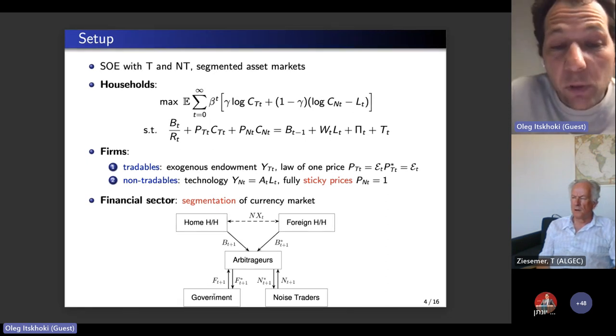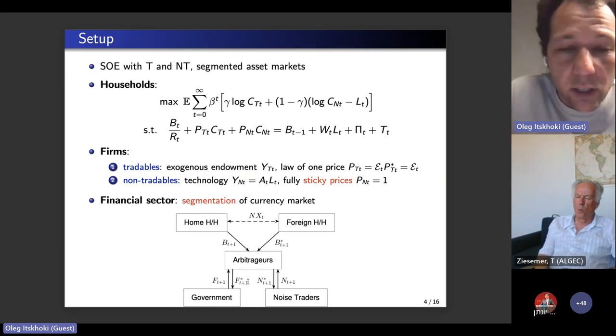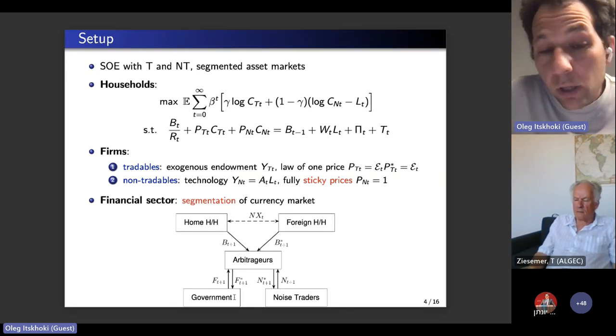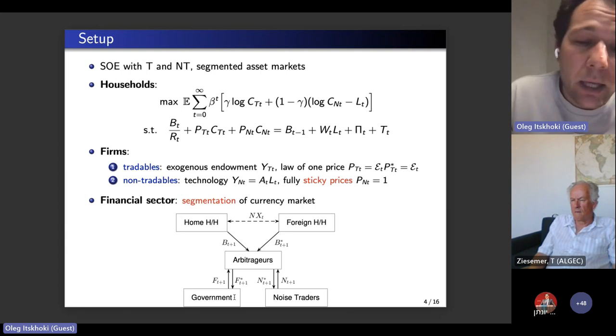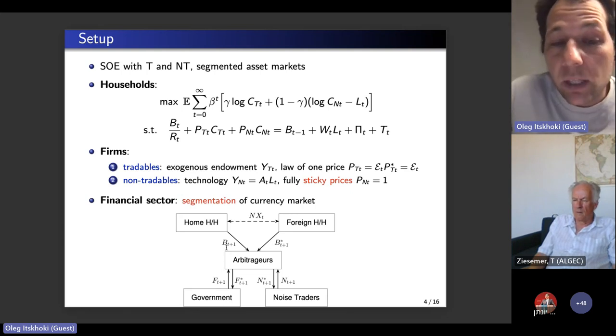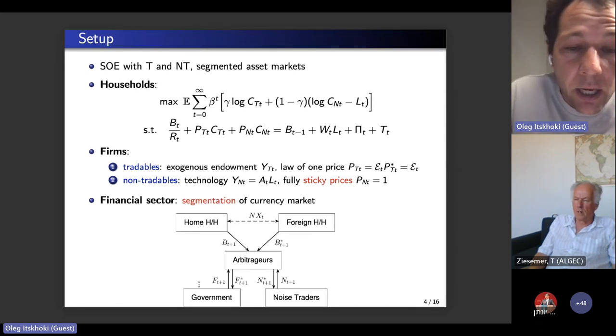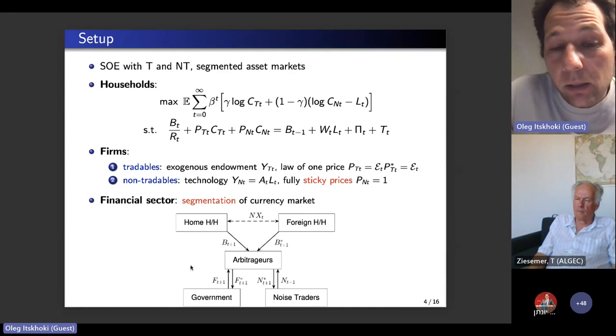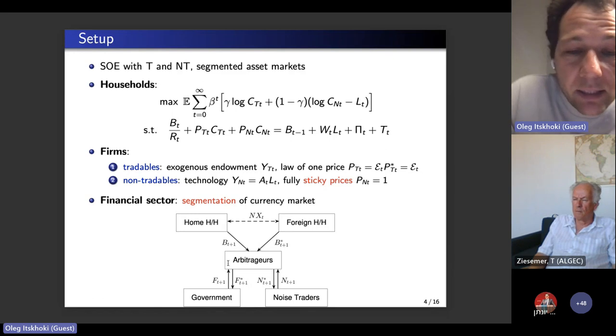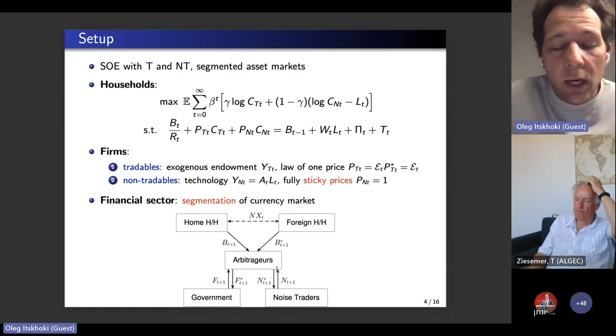And finally, there is a government with reserves. F are the foreign currency reserves, and the government, the central bank, can offer reserves to the market. So if there is, for example, demand for dollars in order to run a trade deficit for the country, the government can alleviate it by selling dollar reserves to the market, and so alleviating the need for the arbitrageurs to intermediate.